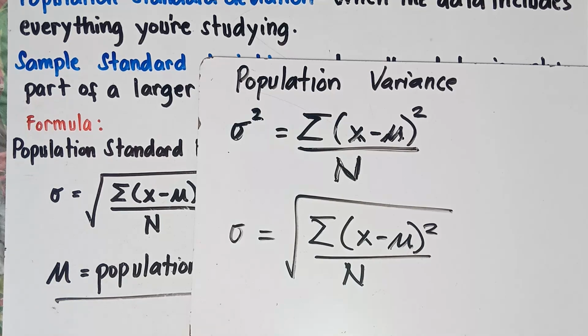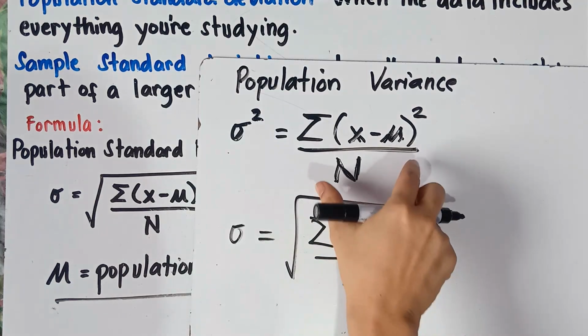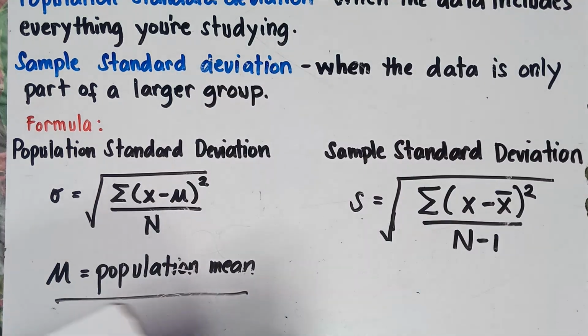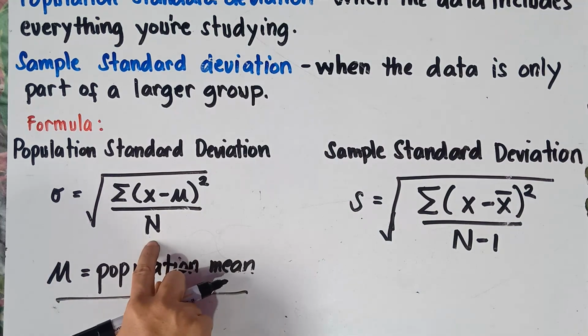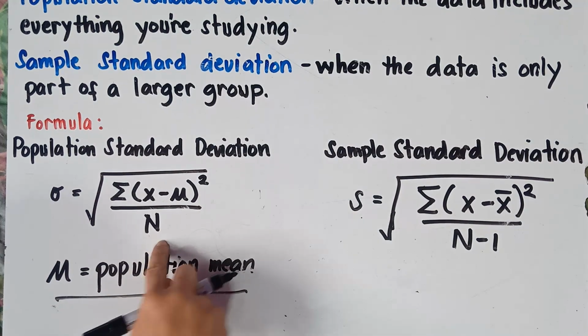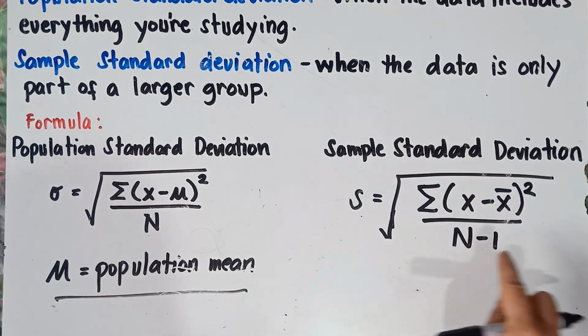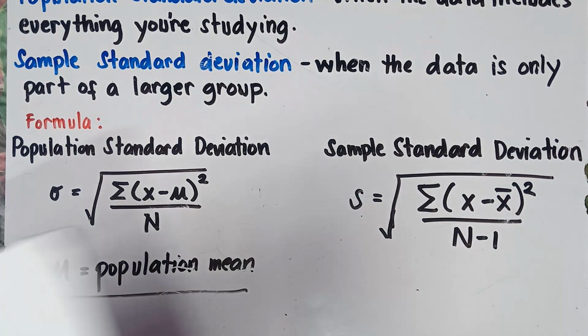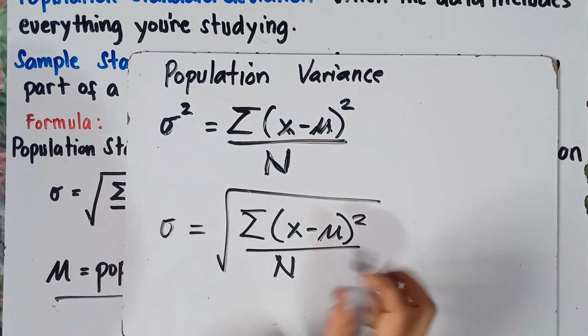Alright, once again, class, I hope it's clear for you with regards to population standard deviation. This will be the formula, class. The difference is just this one: for population standard deviation, that would be only N. For sample standard deviation, that would be N minus 1. Once again, for the population variance, that's only N.